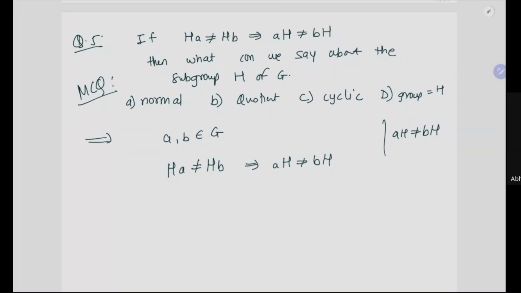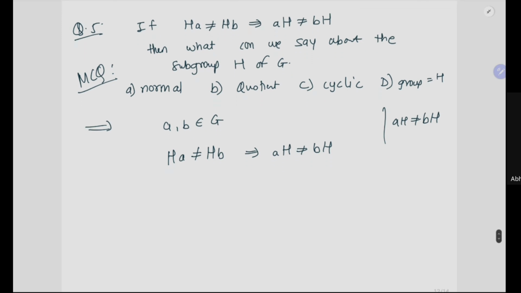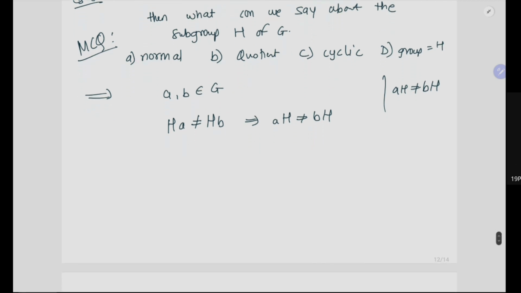Okay, they are not saying the left cosets and right cosets are not equal. Okay, they are. So how to proceed? From the given statement we can write, contrapositively, AH is equal to BH implies HA is equal to HB.